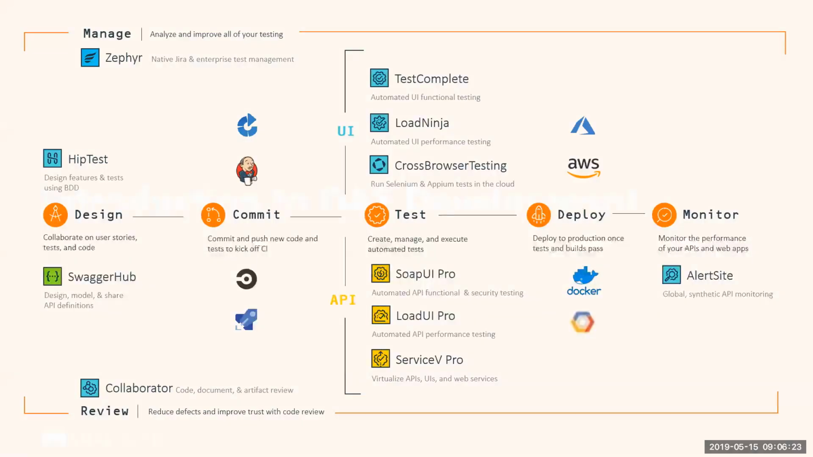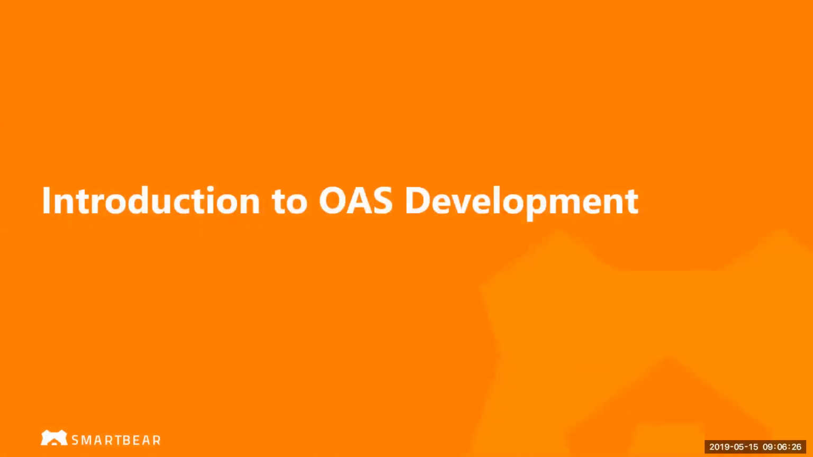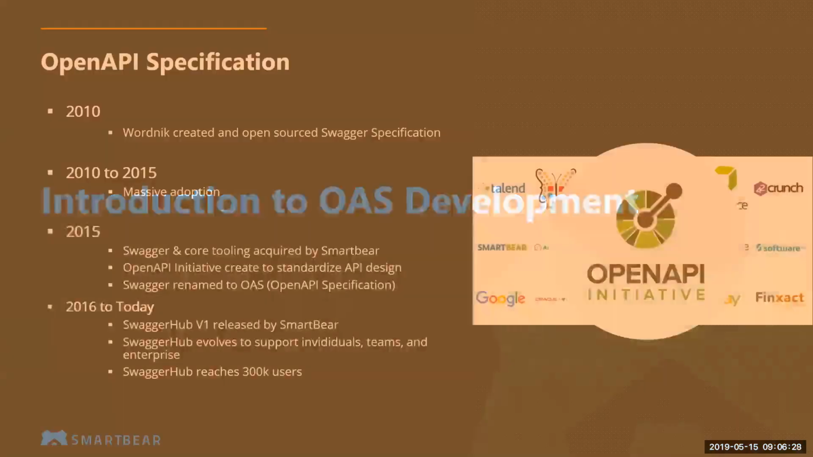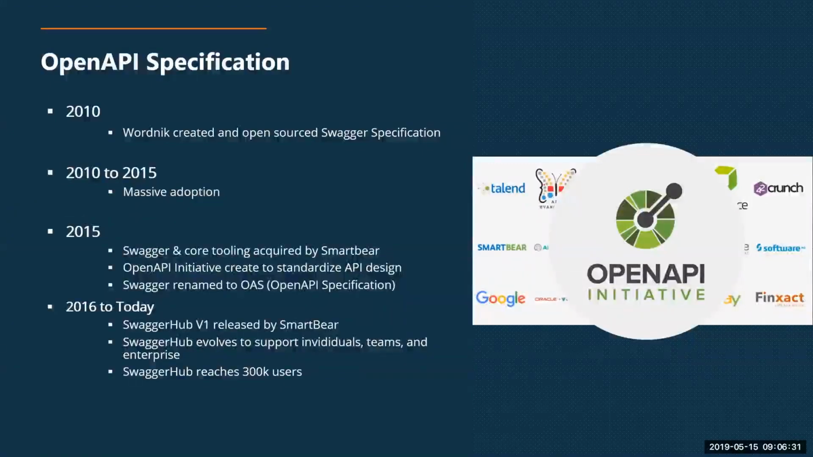All right, so introduction to OAS development. A brief history of the OpenAPI specification, previously known as the Swagger specification. In 2010, a group called Wordnik created and open sourced the Swagger specification. The anecdote that's always told is that up to that point WADL was the main format for your REST API specifications, and some smarty pants said something along the lines of, why WADL when you can Swagger? And that's where the name came from.